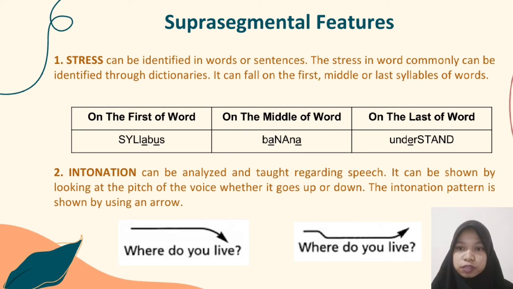Second, intonation. Intonation can be analyzed and taught regarding speech. It can be shown by looking at the pitch of the voice, whether it goes up or down. The intonation pattern is shown by using an arrow. The example on the right is when a question is given by the speaker for the first time. The pitch of the voice starts relatively high and falls at the end. Where do you live?